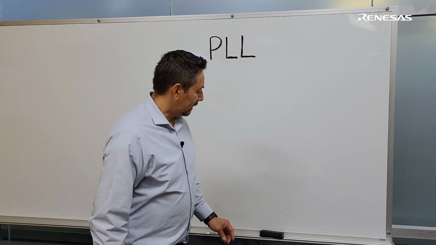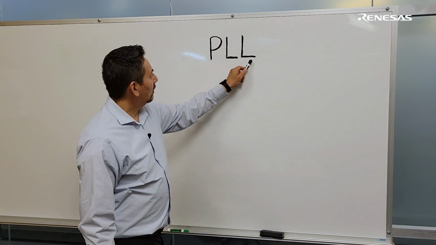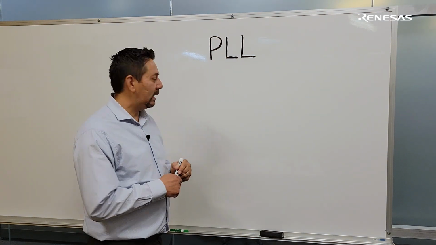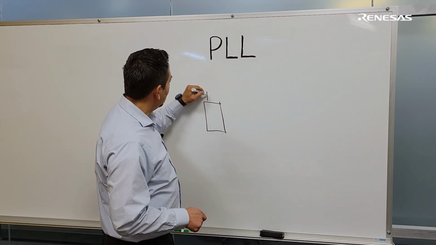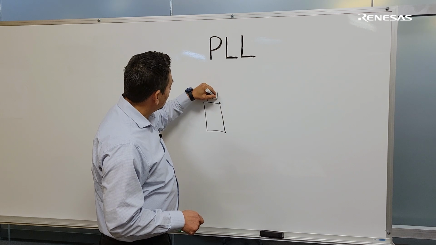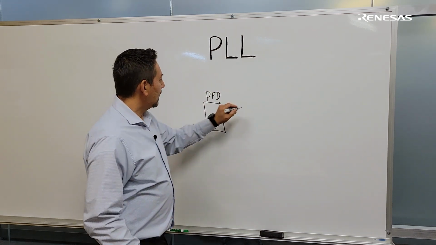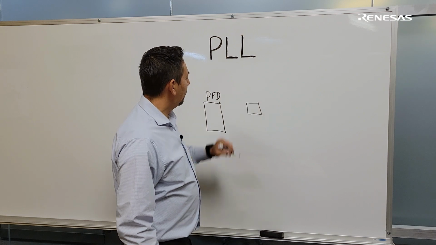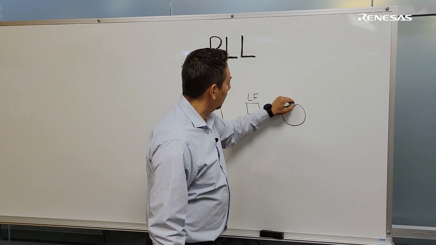So what does PLL stand for? PLL stands for phase locked loop. And a PLL has three basic building blocks. The first is the phase detector. Now, it's also known as the phase frequency detector. The second one is the loop filter. And the third is the VCO.